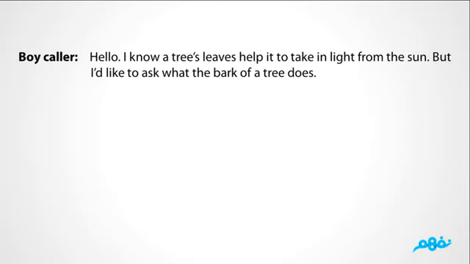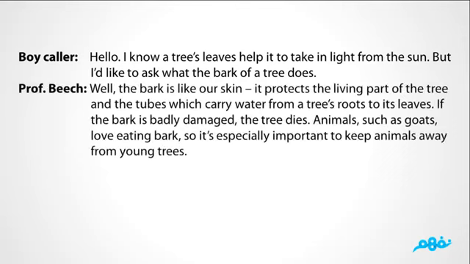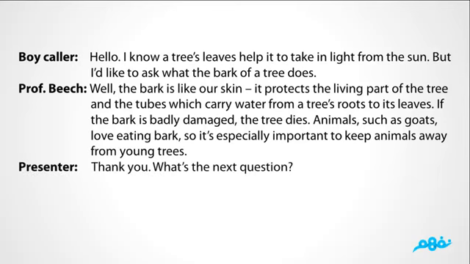Hello. I know a tree's leaves help it to take in light from the sun, but I'd like to ask what the bark of a tree does. Well, the bark is like our skin. It protects the living part of the tree and the tubes which carry water from a tree's roots to its leaves. If the bark is badly damaged, the tree dies. Animals, such as goats, love eating bark, so it's especially important to keep animals away from young trees. Thank you. What's the next question?